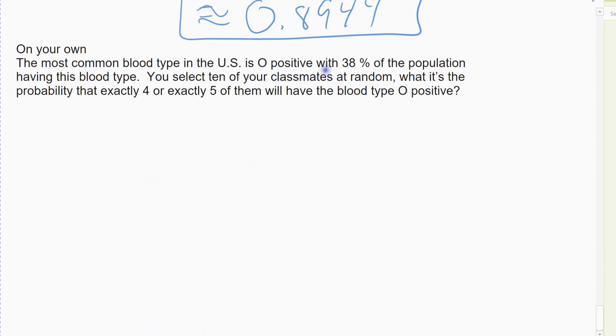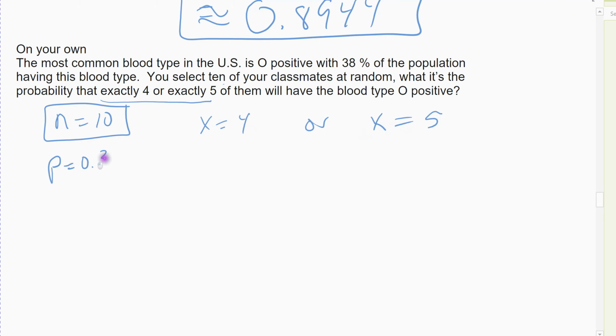On your own, 38% of the population has the blood type O positive. If you select 10 of your classmates, what's the probability that exactly 4 or 5 of them have it? So if I were randomly picking 10 people in your class, what are the odds that you get 4 or 5? So n is 10. 10 is what you're selecting. You have 2 cases. We want to get 4 or 5 that have the blood type. Probability of success would be 0.38. Probability of failure would be 1 minus 0.38.